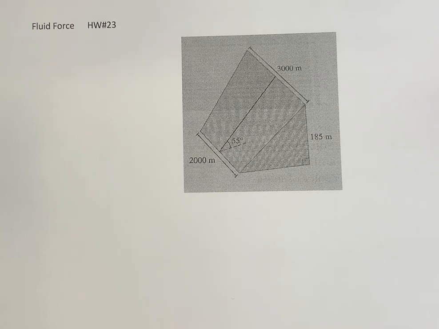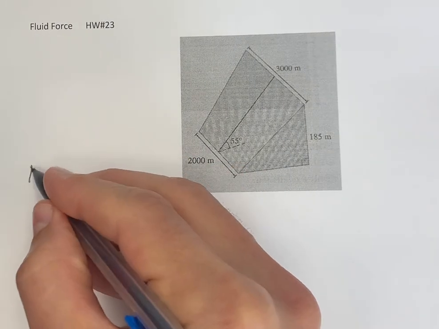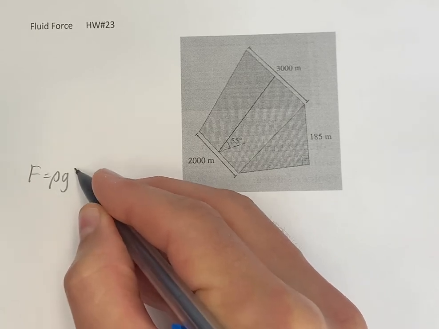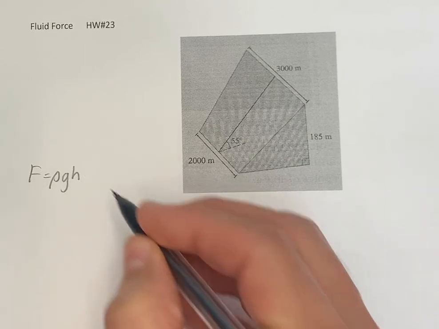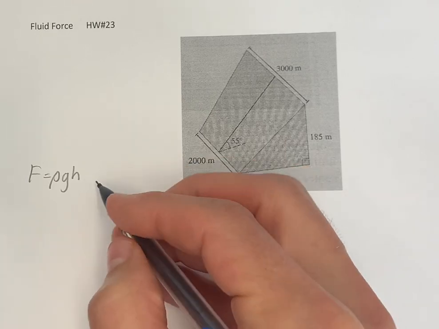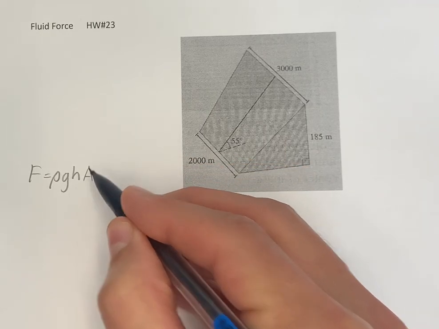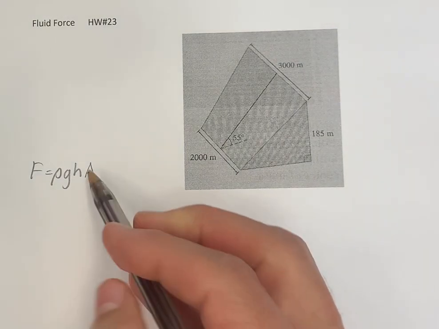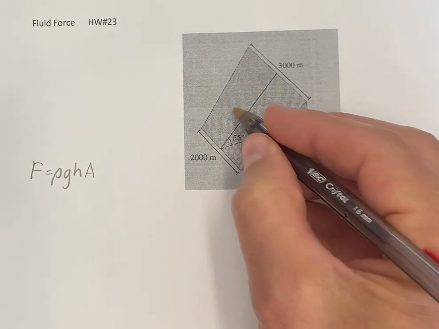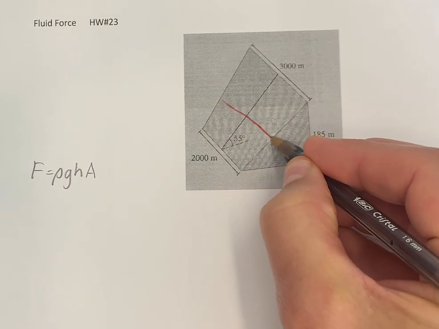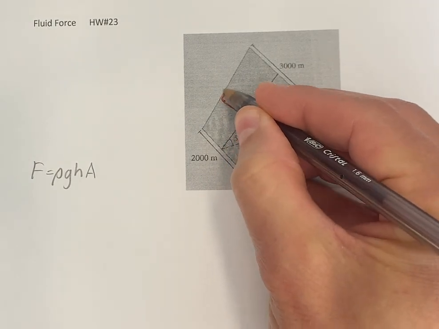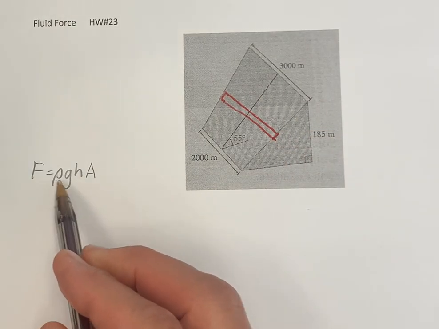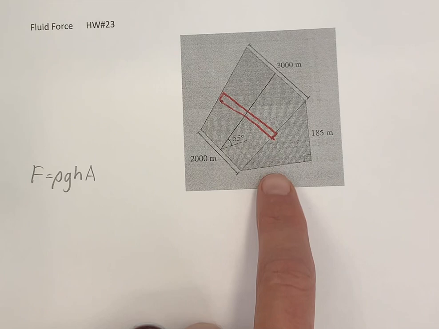What's the fluid force? So remember, fluid force for a flat panel is density times gravity times the depth, or height of the water above the place, times the area. So what we're trying to do is get a slice that would have all the same force, all the same density, all the same depth.